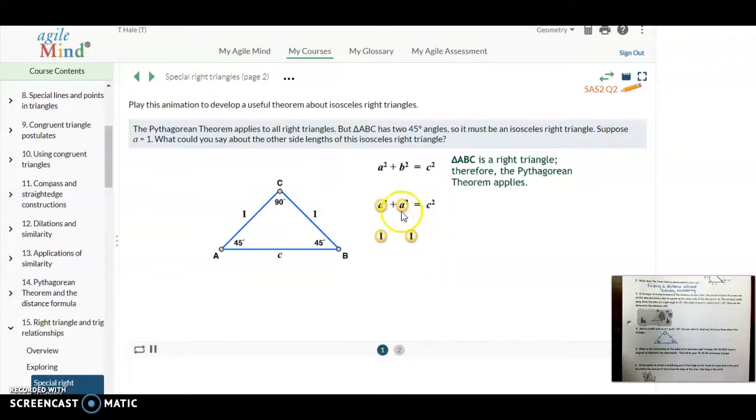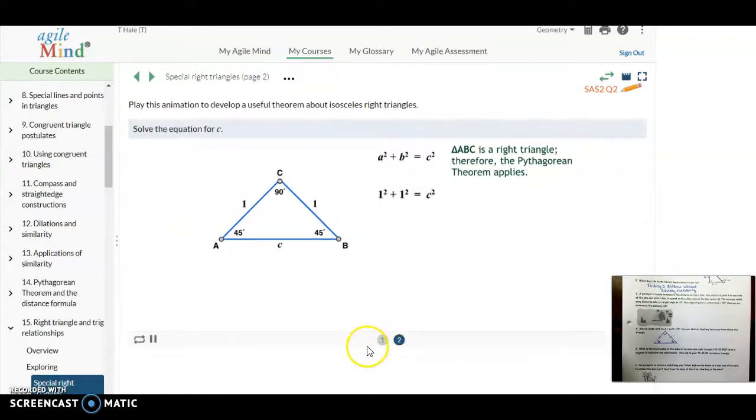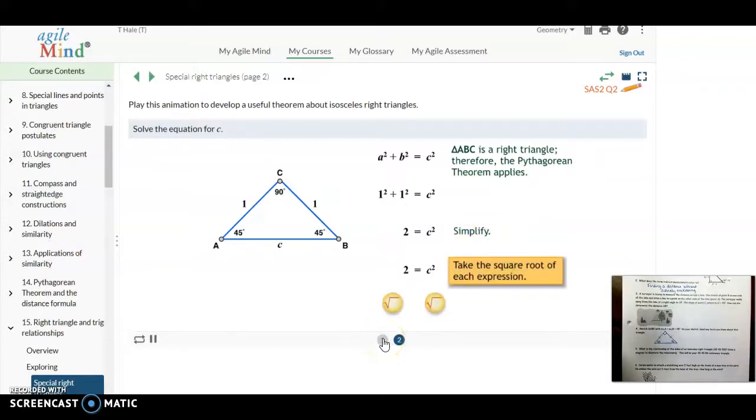C squared. Now what they're doing here is they're replacing the A's with a value. And so they're going to let these A's be 1. So you can see here they're replacing those A's with 1. And so we have 1 squared plus 1 squared equals C squared. Well, we know 1 squared is 1. So we'd have 1 plus 1, which is 2. So we would have C squared equal to 2. And we know to get C by itself, we would have to take the square root of both sides. So we would get C equal to the square root of 2.